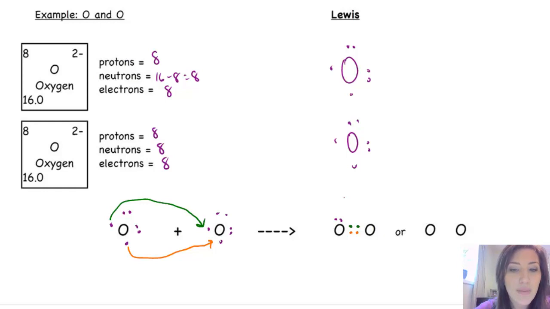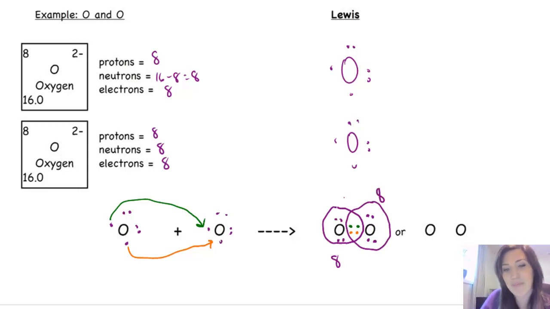So let's draw them 1, 2, 3, 4 like so that everything is nice and balanced on top and on the bottom. Now we can see that this oxygen has 1, 2, 3, 4, 5, 6, 7, 8 electrons, so it's happy, and this oxygen has 8 electrons, so it's happy. We could also draw those 2 bonding pairs as lines. Remember that one line indicates 2 electrons, and then we'll draw our extra dots surrounding it. So each oxygen here now has 8 electrons in its outer shell.